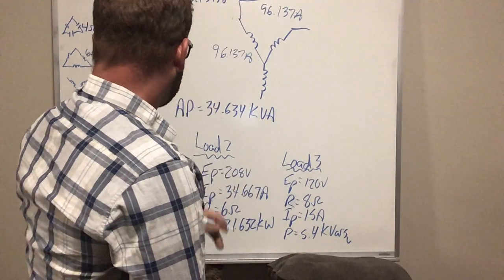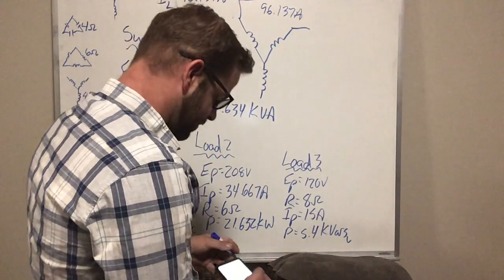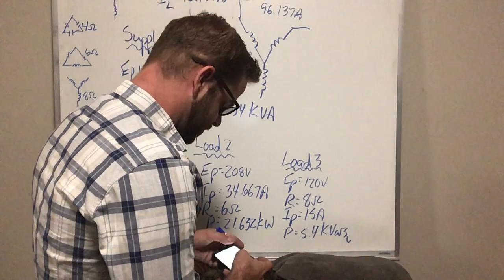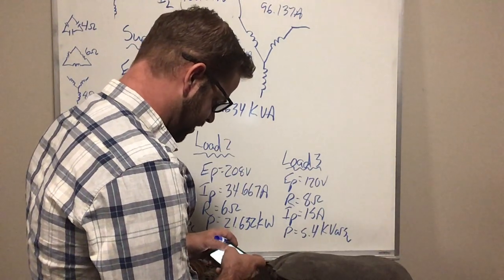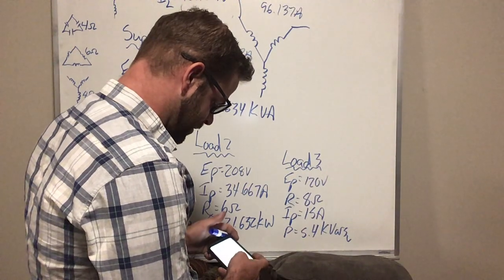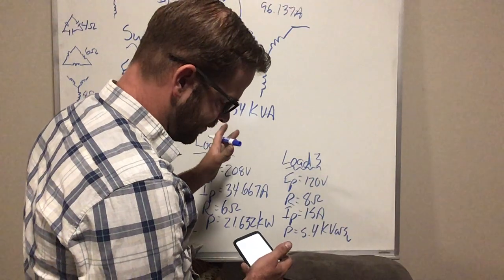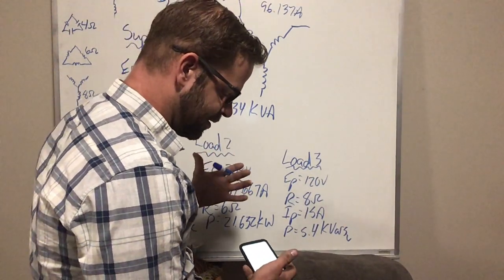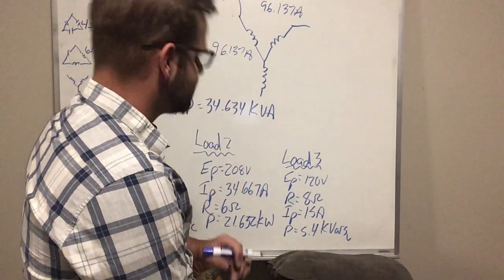And just to check, we know that our supply voltage is 120. If we multiply that by 3, we should get the same total apparent power. So 96.137 times 120 times 3 gives us roughly, just a little bit of rounding throughout, 34,609 or 34.609, so that is close. So those are the values that you're going to have.